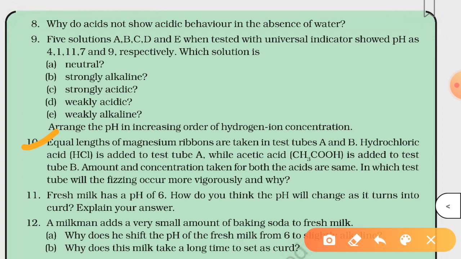Now, fresh milk has a pH of 6. How do you think the pH will change as it turns into curd? Look, students, your fresh milk has pH 6. When it turns to curd, we know that curd is acidic in nature just because curd has lactic acid in it. Definitely the pH will go down to less than 6. So this must be clear to you.